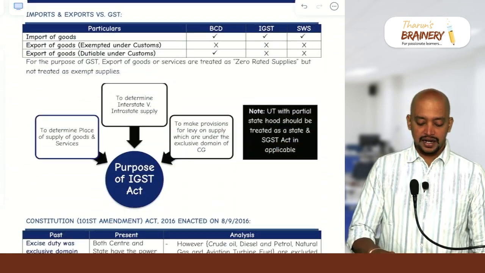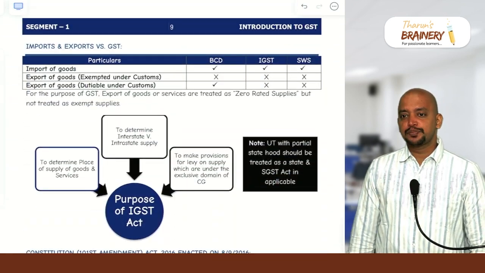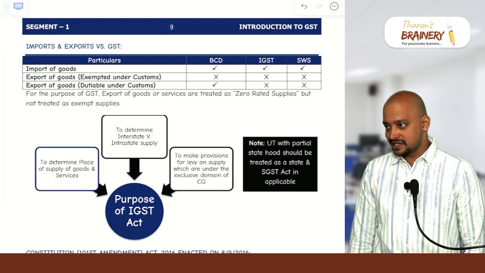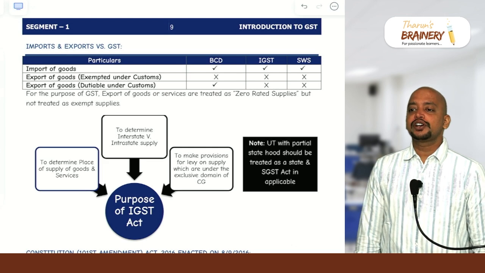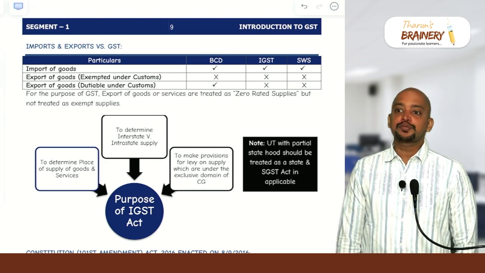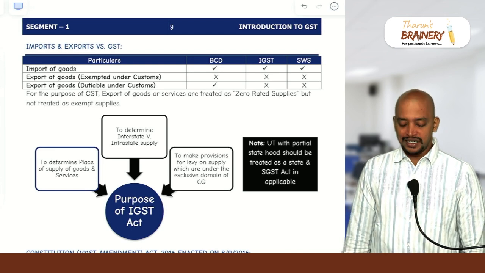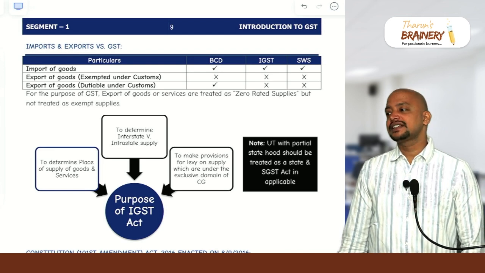Okay. Then on imports and exports, whether GST will be applicable or not applicable? Yes, applicable. On import of goods, IGST is applicable. On export of goods also IGST is applicable. However, export will be treated as zero rated supplies.